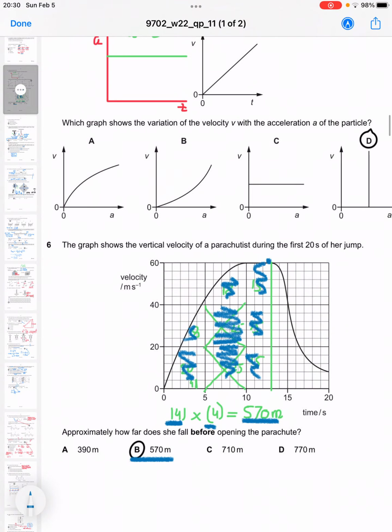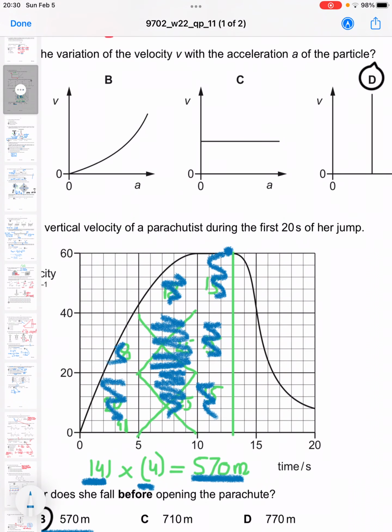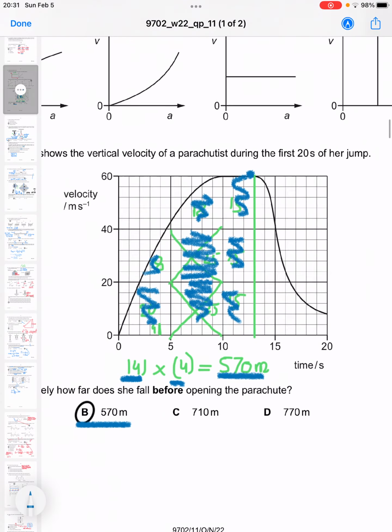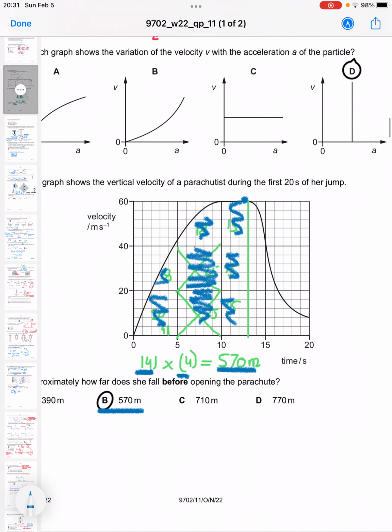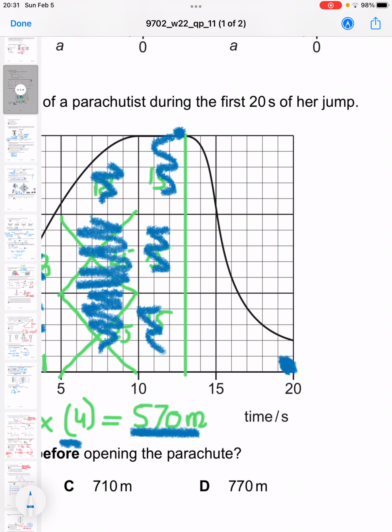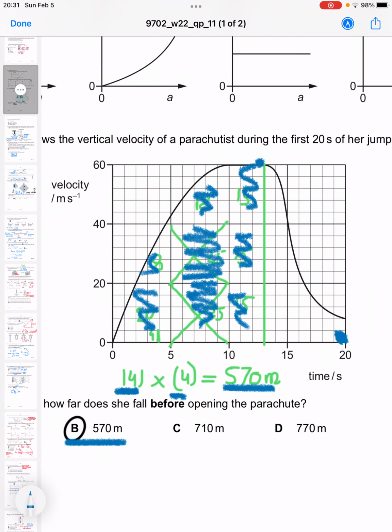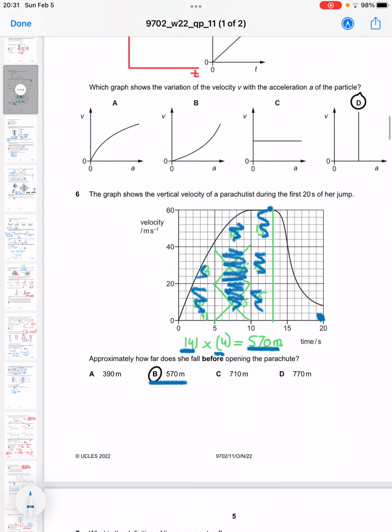Question number 6 says, which graph shows how much distance it takes before the parachute opens. Before the parachute opens at this point, this is the point when rapid deceleration occurs. So we could count the boxes. That's 25 plus 25 plus 15 plus 15 plus 15 plus 15 plus 18 plus 11. So that would approximately make up 141 multiplied by one box, which makes up 4 meters. So 141 times 4 is 570. So B is the appropriate answer.